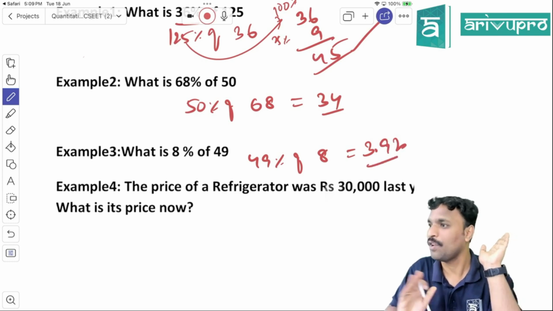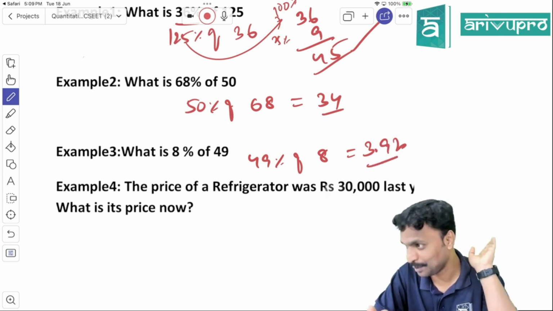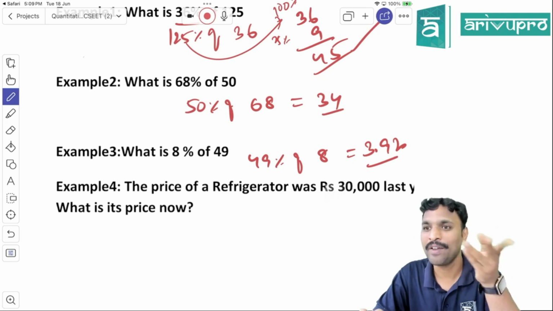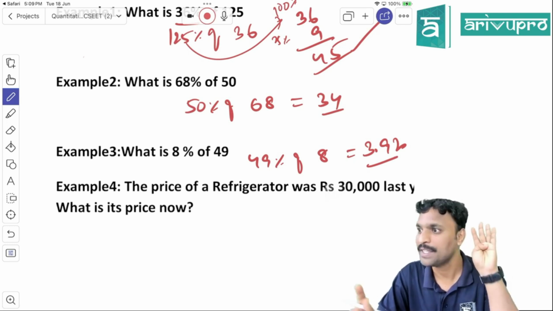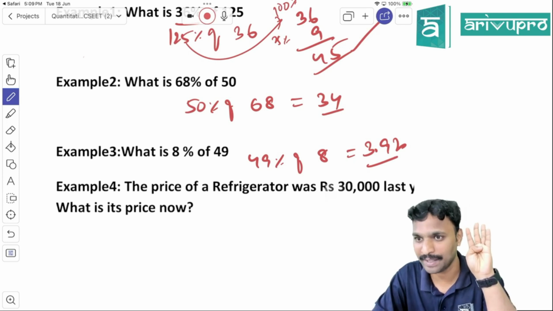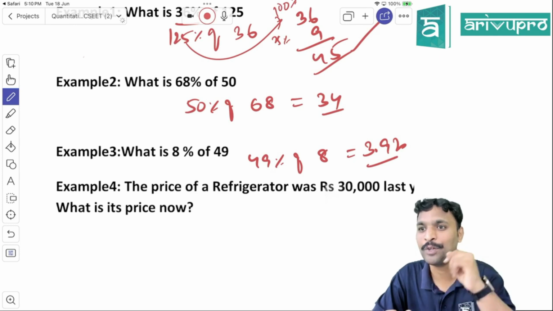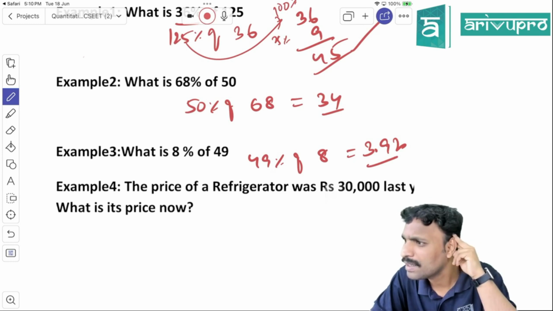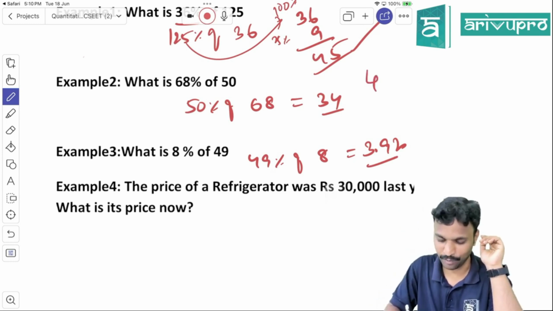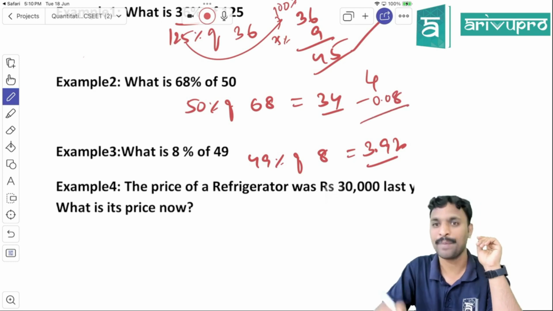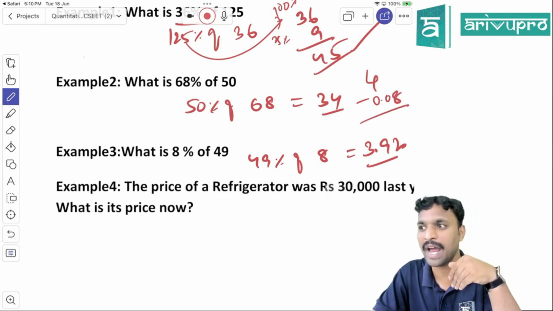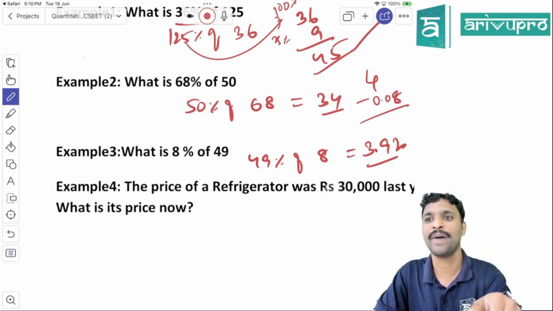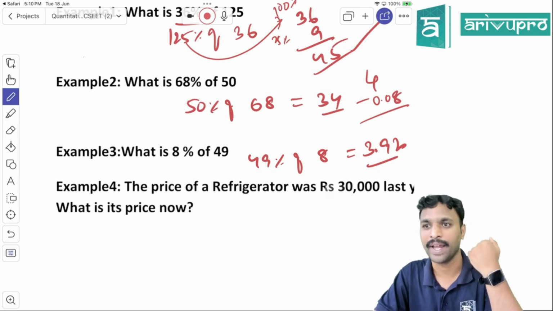3.92. If you are having difficulty subtracting 4 minus 0.08, I'll give you a method: multiply 4 with 100, 400. 0.08 also with 100 becomes what? 8. 400 minus 8, 392. Convert that back by dividing by 100. Make both of them into 100, 400 and 8. 400 minus 8 is 392. Again, divide the result by 100. 392 by 100 is 3.92.